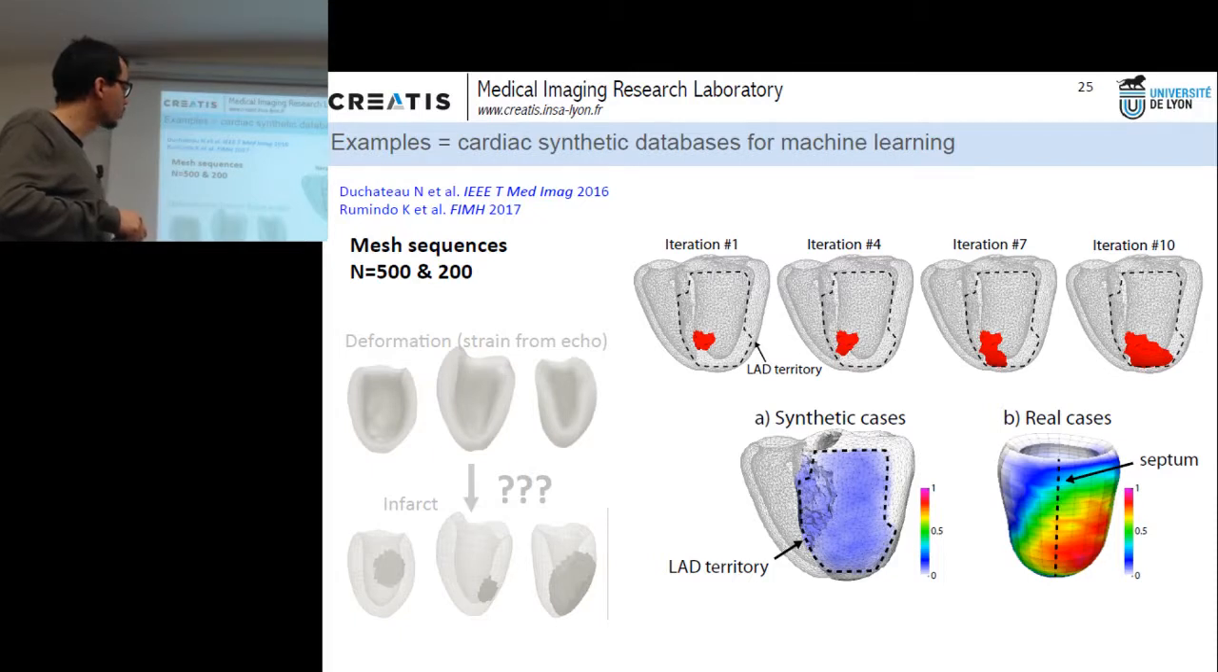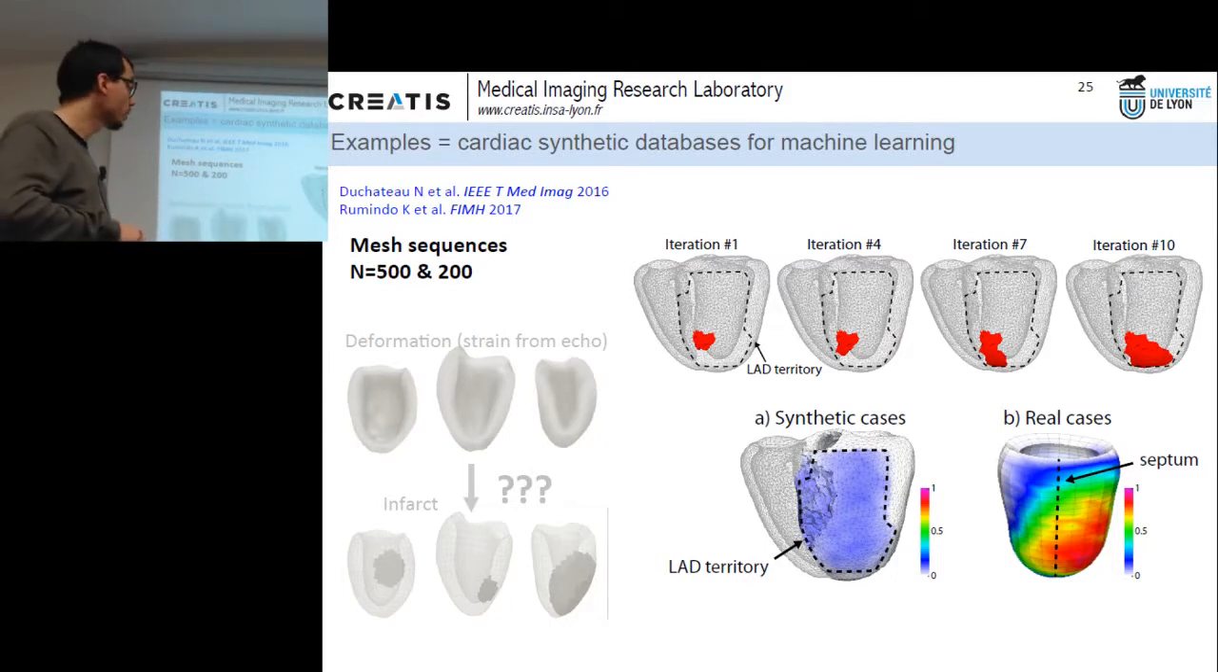And we've tried to generate a population. So this is the average of all the infarcts we've generated. They are all located in this territory, and they're small, big, but they cover the whole set of possibles in this population, compared to our real data, where infarcts are more or less located here.